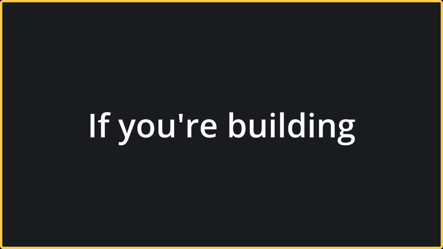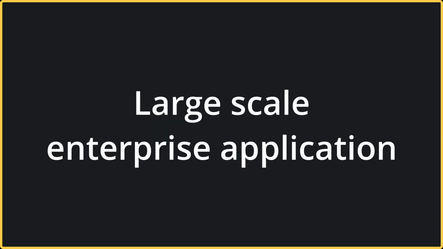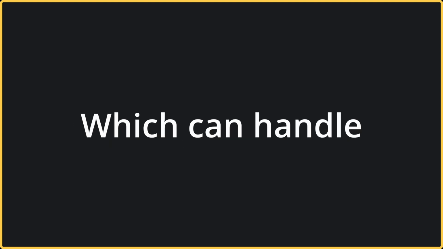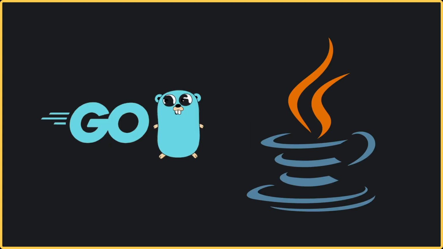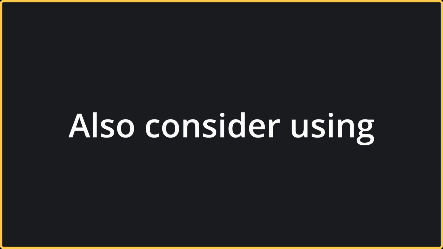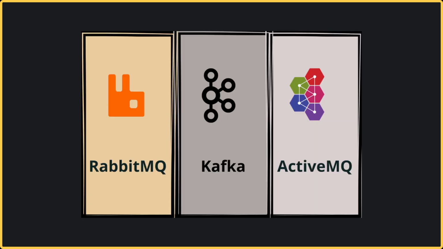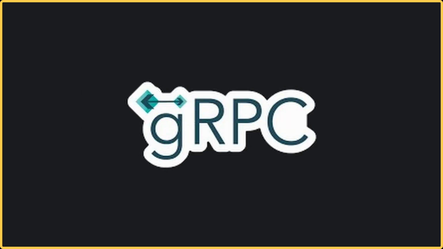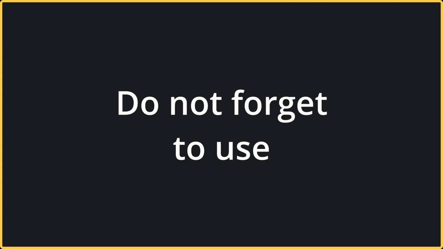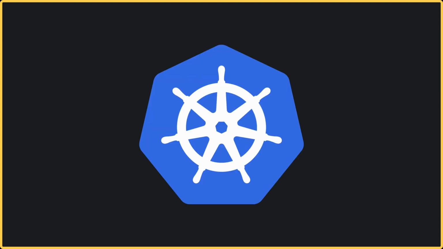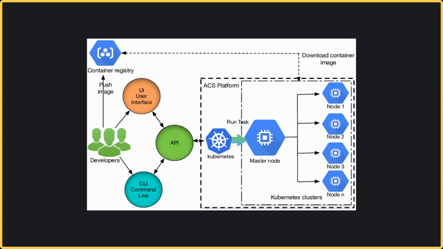Moving on, let's say you're building a large-scale enterprise application. Again, you have to choose a language which can handle high concurrency really well like Java or Golang. And you have to consider using event brokers like Kafka and RabbitMQ, or you can use gRPC for internal low latency communication. And do not forget to use Kubernetes to orchestrate everything that you've built for this enterprise application.